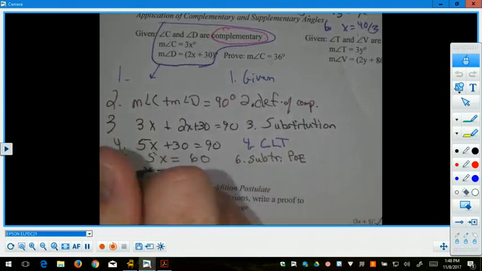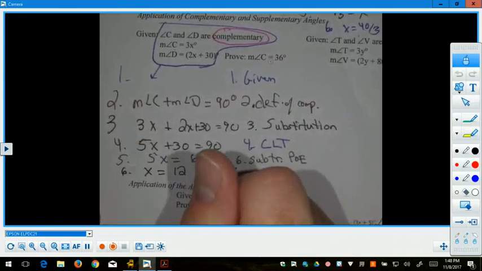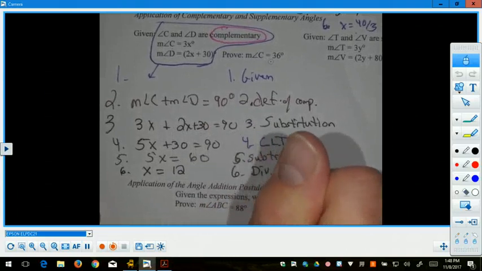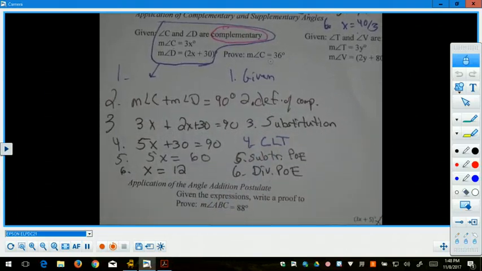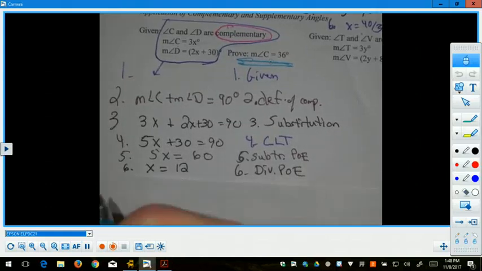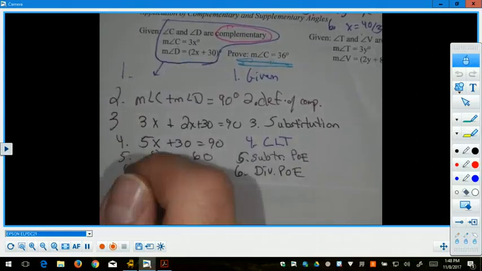So I'm going to get x equals 12 using, well, that was line 5, using the division property of equality. Now there is one more line, because I have to double check what I was supposed to do. I was supposed to show that angle C is 36 degrees. So I do have a 7th line, and I'm not going to fit it on here because I was trying to write a little bigger for you to be able to see. So I'm going to add this 7th line. You might need to add yours somewhere else.